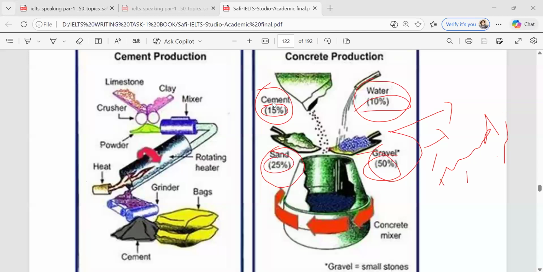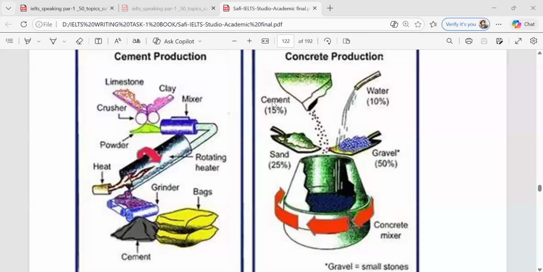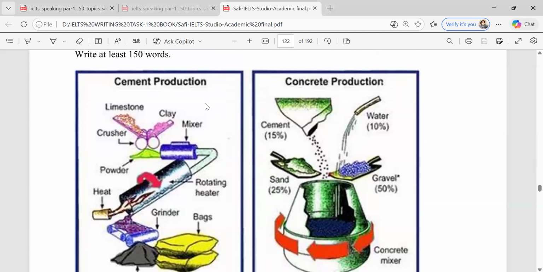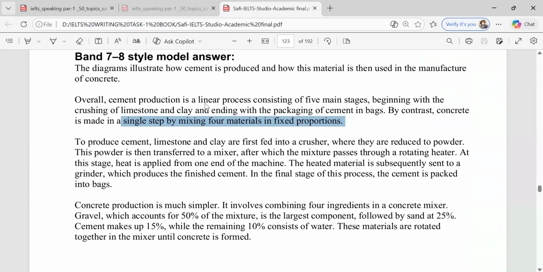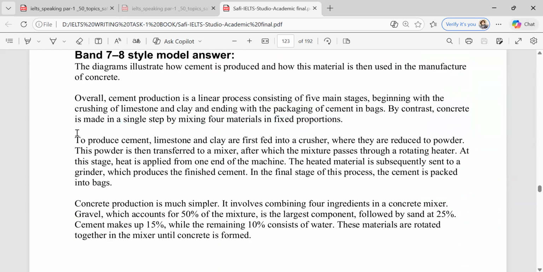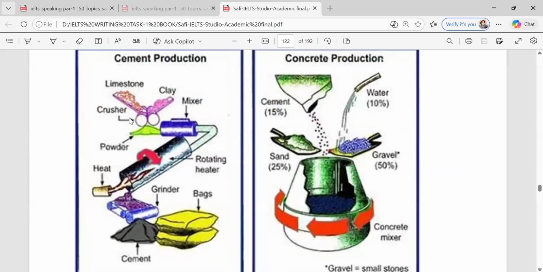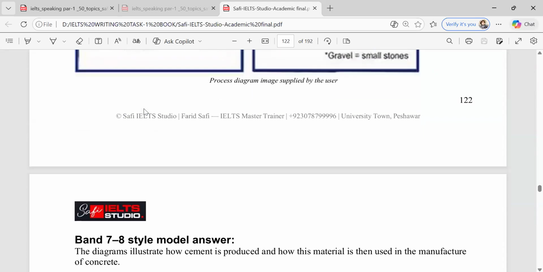You have completed that. Now, if you want to write the two main body paragraphs, one paragraph on cement production and the second on concrete production, we can write two paragraphs for that. So to produce cement, limestone and clay are first fed into a crusher. Can you see? Fed into a crusher. So we do have a crusher machine here. We need to mention the name of that equipment, so I mentioned crusher.